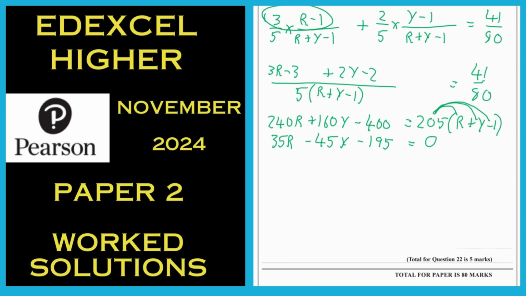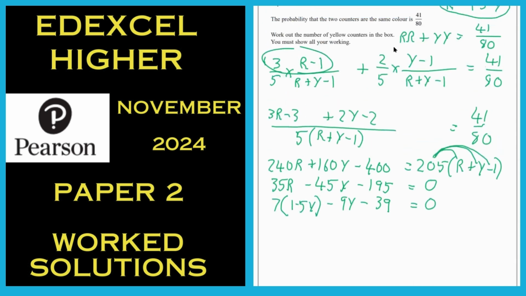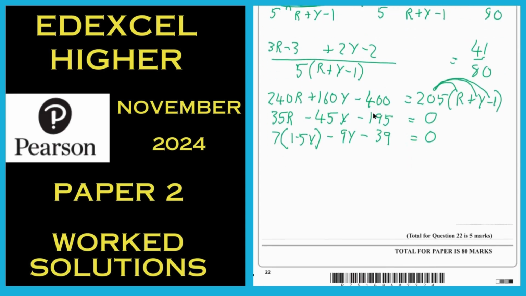And now's that step. They're all in the 5 times table obviously, so I'm going to divide everything by 5. This is 39. This is minus 9y. But I'm actually going to divide this by 5, so we get 7. But I'm now going to replace the r with the 1.5y I waffled about right at the start.